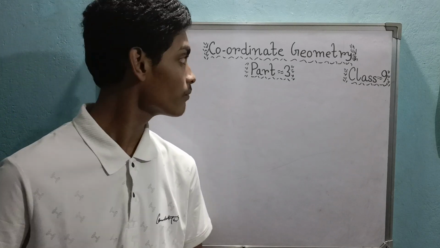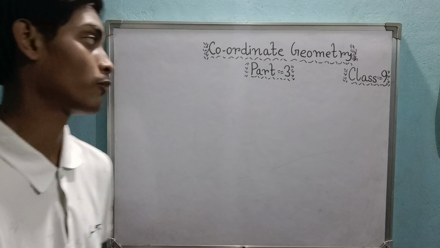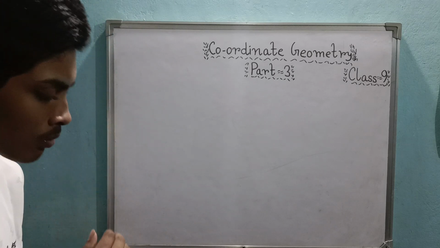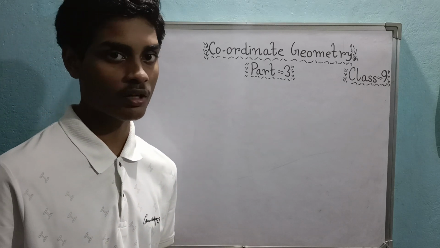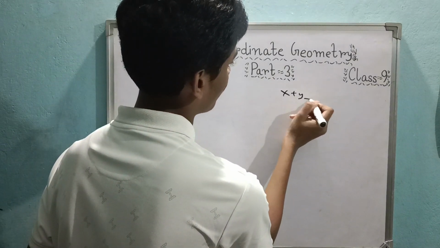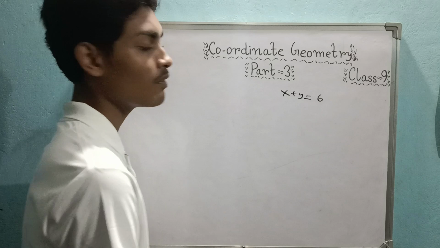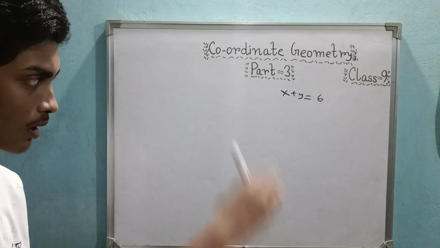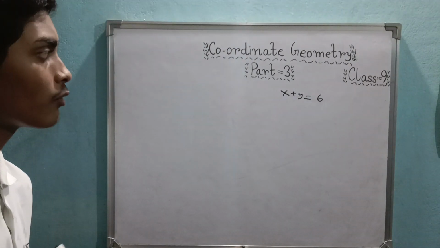So let's move on with the new concept of today. So you know linear equations. No introduction to that. What are they? Like this. Suppose x plus y equal to 6. This is a linear equation. How can you represent this equation through a graph?